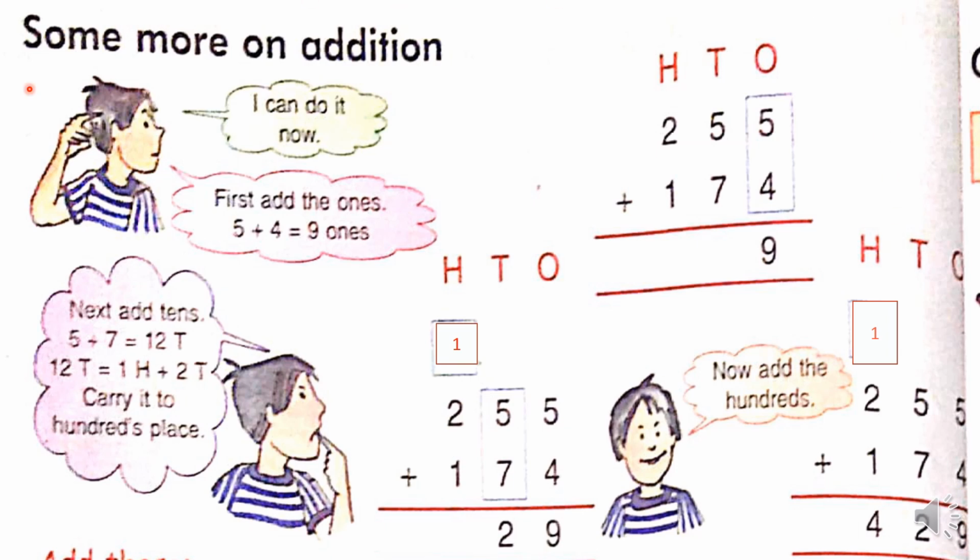In this way we have to do additions all the time. First we have to add the ones column. Next we have to add the tens column. If we get a 2 digit answer, like this we get 12 tens, so how many hundreds are there and how many tens are there? We have to divide. We write the hundreds into the hundreds column, and the tens into the tens column. Last step, we have to add the hundreds column. We have to write the answer like this. In this way, you have to do the addition. Okay, children?